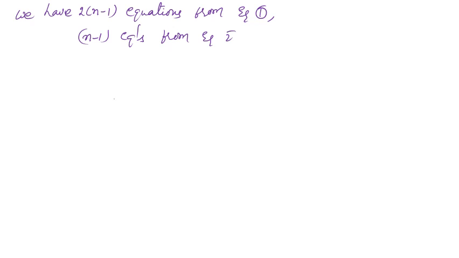Now in total, 1 to n minus 1 means n minus 1. So we have 2n minus 1 equations from equation 1. What does equation 1 give? It is given in two intervals, so 2n minus 1 equations. And the next one is n minus 1 equations from equation 2. Okay, and n minus 1 equations, derivative conditions, n minus 1 equations from equation 3, right?